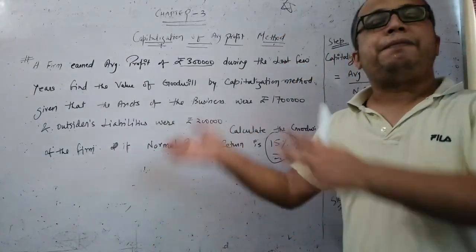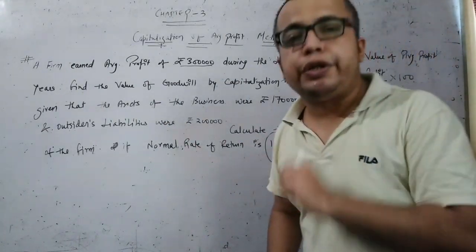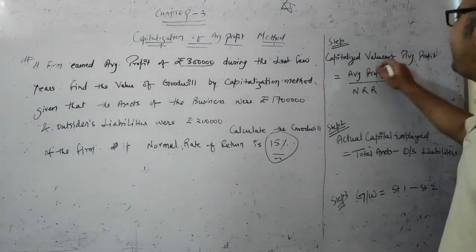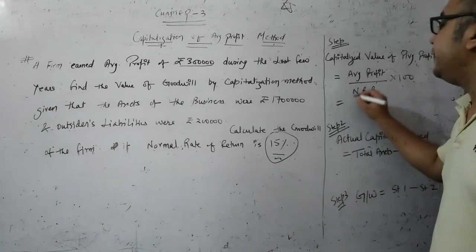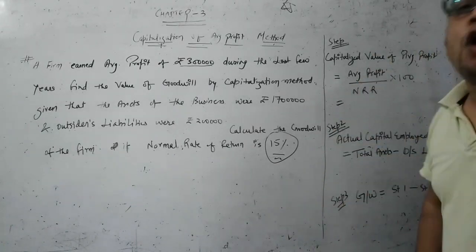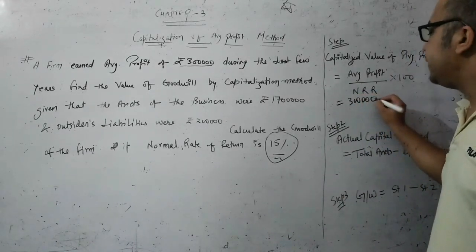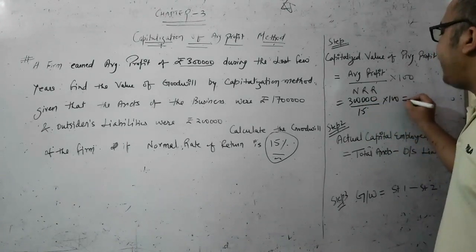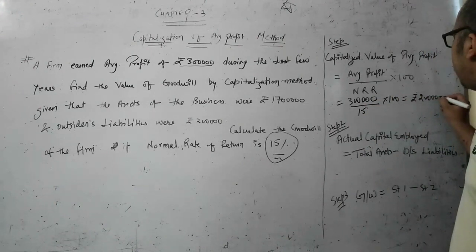Now, we will substitute the relevant information in the steps which I just told you. First step is the capitalized value of average profit, and if you remember, the capitalized value is computed by dividing average profit with the normal rate of return. In the given problem, average profit is 3 lakh and the normal rate of return is 15%. When we divide 3 lakh by 15%, we will get rupees 20 lakh as the outcome.